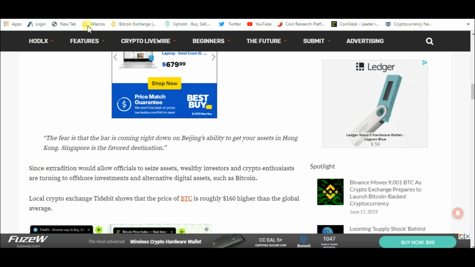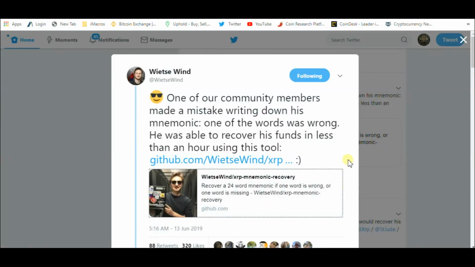That's what's coming. Next, from VitSaveN: one of our community members made a mistake writing down his mnemonic. One of the words was wrong. Now, a mnemonic phrase is, if you have a Ledger Nano S, they give you 24 words which represent your passphrase. Those are your secret keys. And what he's talking about is, if one of your words is wrong, he was able to recover his funds in less than an hour using this tool.